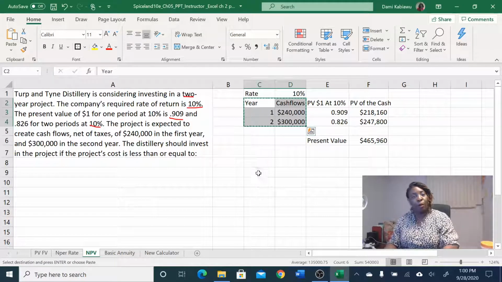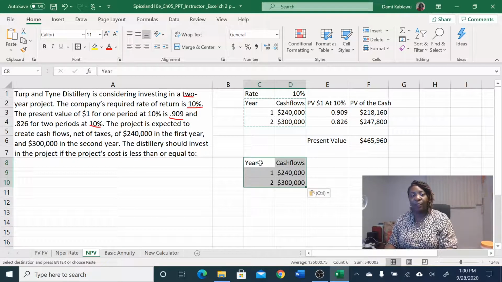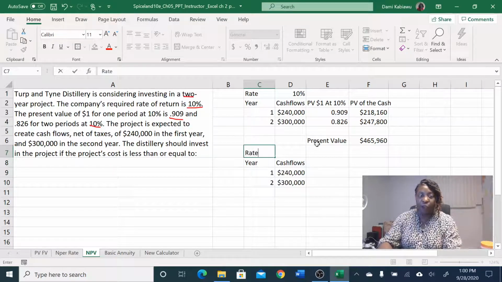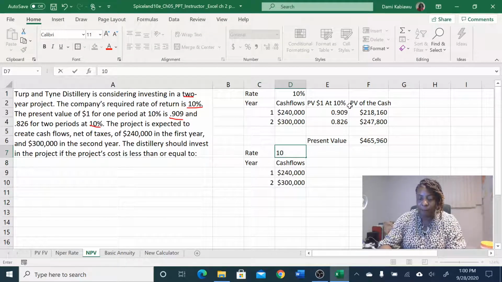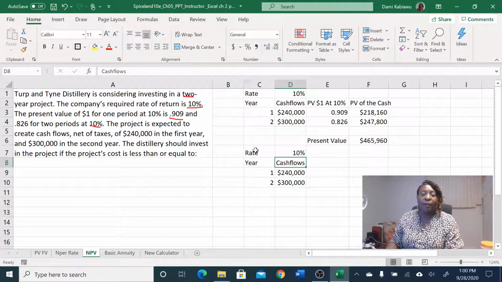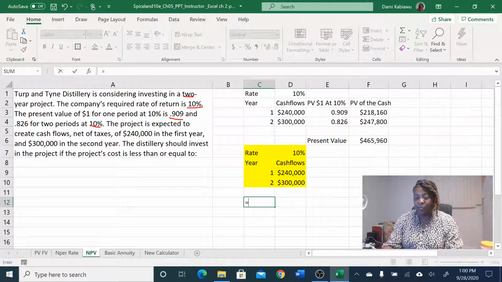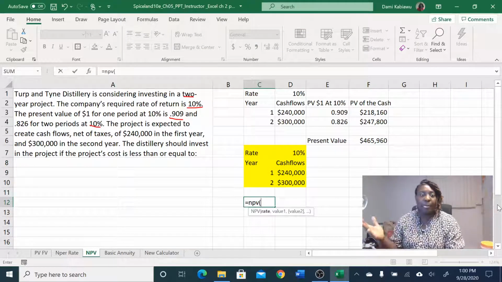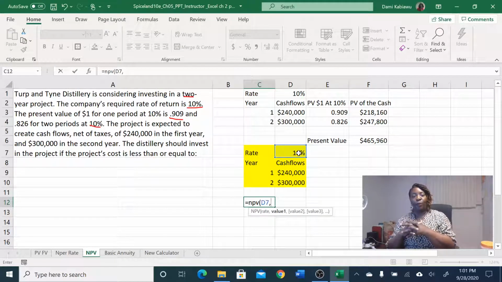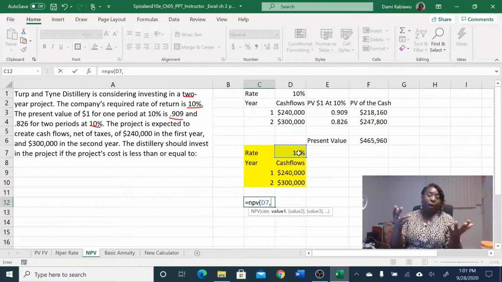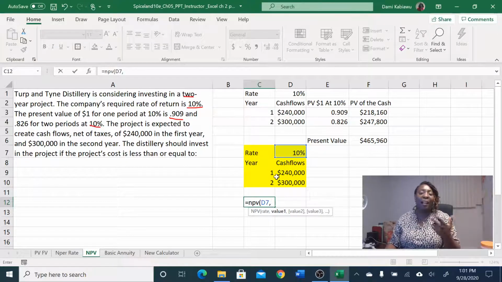So I'm going to do Control Copy. I'm going to paste the cash flow here along with the information on rate, which is 10%. Now the formula, this is all we're going to use for this one here. The formula that Excel uses is called NPV. And that formula requires two things. It needs the rate and the cash flows starting from time 0. So you would have a cash flow for time 0 if it was starting from time 0. Here we have a cash flow from time 1 and time 2.